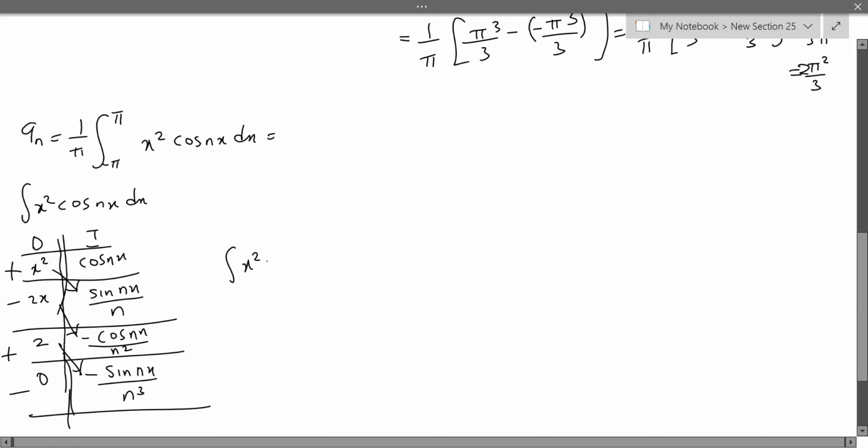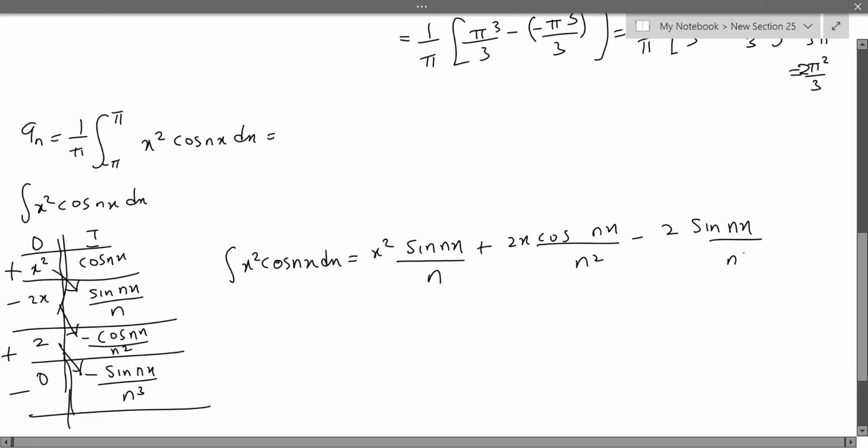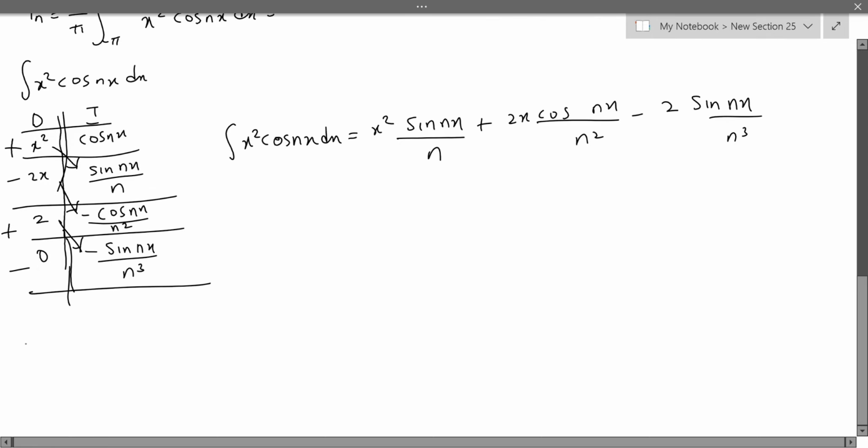So we have the integral of x squared cos nx dx. With the signs, this is plus, so that would be x squared sine nx over n. Minus times minus will give you plus, you get 2x cos nx over n squared. And the last one, plus and minus will give you minus, you get 2 sine nx over n cubed. So please pay attention. an is equal to 1 over pi from minus pi to pi of x squared cos nx dx. This is what we want to integrate.